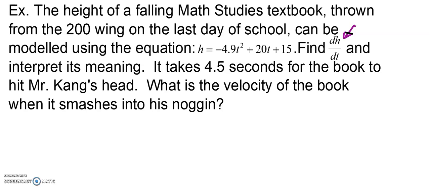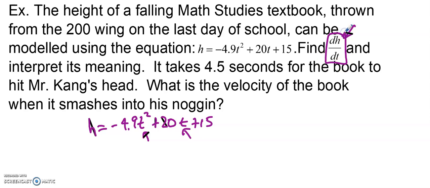Okay, so let's handle the first part of this. So this equation, h equals negative 4.9t squared plus 20t plus 15. Again, this says to find the height of the book in meters, I should have said, when the time is in seconds, for however long the book is in the air for, you would use this equation. So if I wanted to find how high the book is after 1 second, I would put a 1 in for the t's, and it would tell me the height of the book. But this problem doesn't ask you to find the height of the book. It asks you to find what dh dt is.